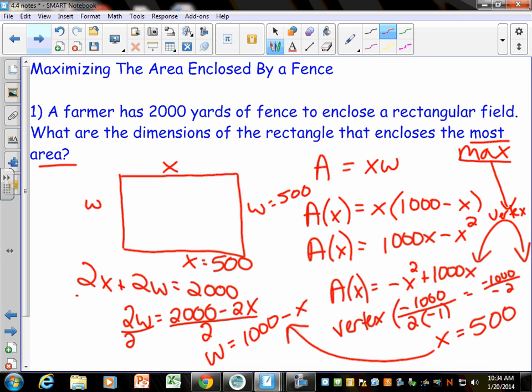So to answer this question, what are the dimensions of a rectangle that encloses the most area? The dimensions would have to be 500 yards by 500 yards. So technically it's a square. But a square is a rectangle. But a rectangle is not necessarily a square. Some of those weird things like that. Yes, sir.